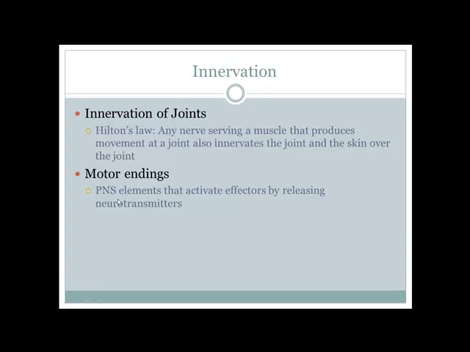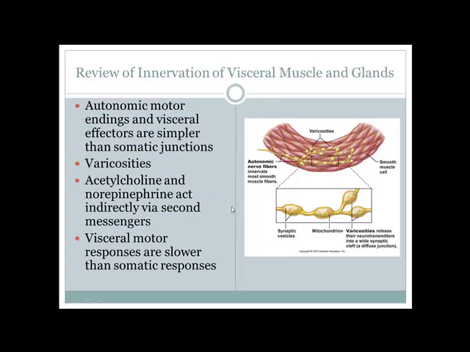Motor endings, you're going to have your peripheral nervous system, and that's going to activate effectors by releasing our neurotransmitters. With our innervation of visceral muscles, if you remember, our smooth muscle is going to have its varicosities, and it's going to work with acetylcholine and norepinephrine as secondary messengers. These are going to have much slower responses than skeletal muscles.